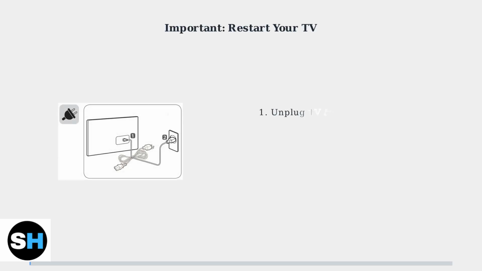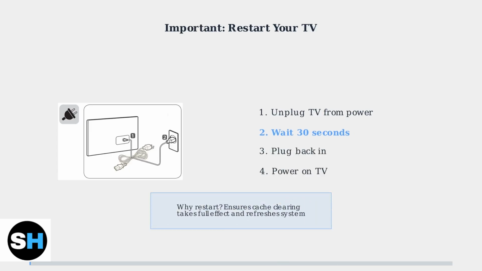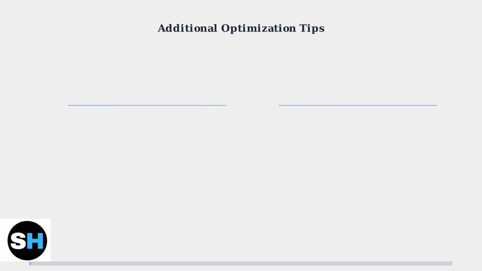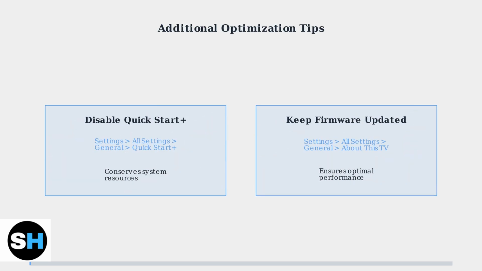After clearing cache, restart your TV by unplugging it for 30 seconds, then plug it back in. This ensures all changes take effect properly. For better performance, consider disabling Quick Start Plus in Settings, All Settings, General. Also, keep your TV firmware updated for optimal performance and compatibility.